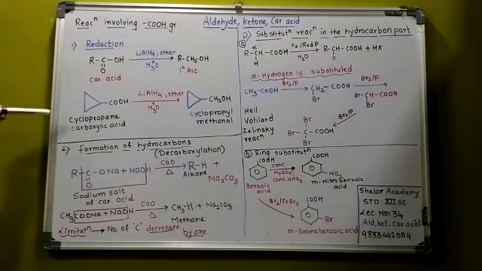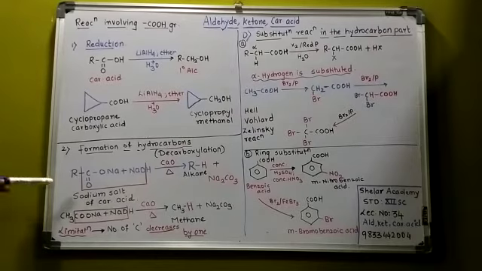If it is cyclopropane carboxylic acid, if it is reduced, it would be converted to the corresponding primary alcohol, where the COOH group is included. Next, with this reaction even you have done in 11th standard. If you remember, it was the very first method of preparation of alkane. A sodium salt of carboxylic acid is reacted with soda lime. What is soda lime? It is a mixture of NaOH and CaO together.